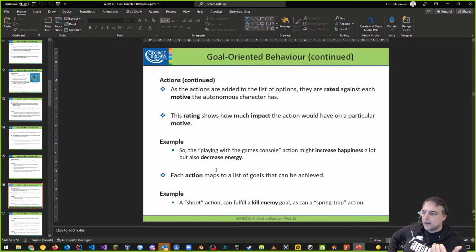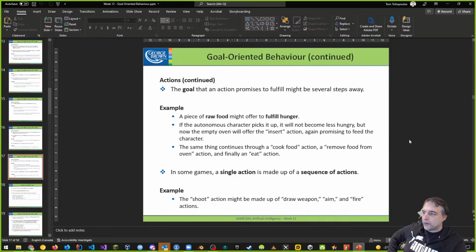An example would be a shoot action could fulfill a kill enemy goal, if that's what your goal is, right? As can a spring trap or some other kind of action. It can still kill the enemy, but you can do it in different ways. I can shoot it or set up a trap.